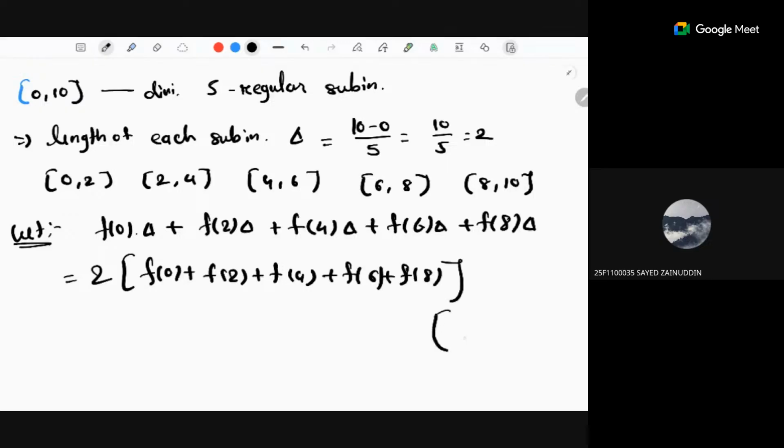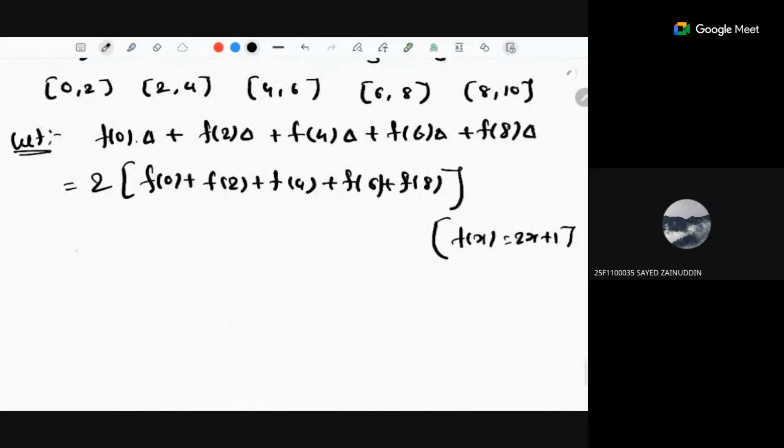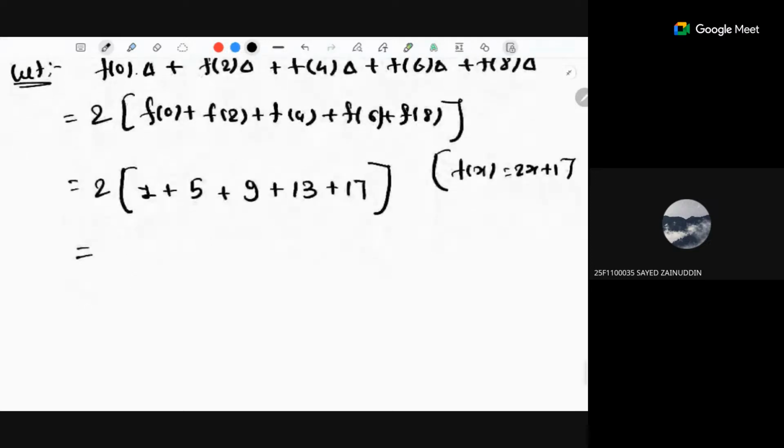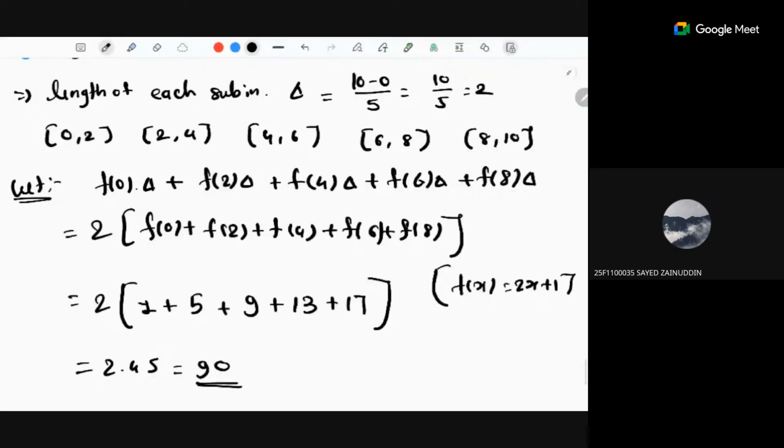So what is our function? Our function is 2x plus 1, if I'm not wrong. 2x plus 1, right? Yeah. If you substitute the values, if you take 0, you will get 1. If you take 2, you will get 5. If you take 4, you will get 9, for 6, 13, for 8, 17. Let me know if I do any wrong calculation. So these two will become 30, plus 40, 45. 2 into 45, that would be 90. This is your left Riemann sum. Is that clear? The calculation and how to compute. Any doubt? No, ma'am. Okay.